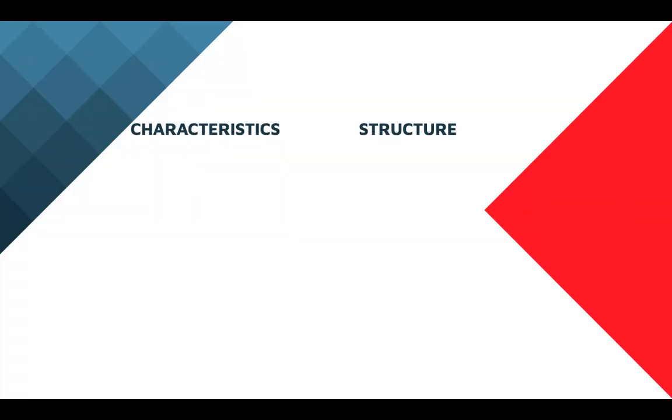So let's look at the characteristics first. What makes an argumentative text an argumentative text? The first thing is that the author makes a claim. That means that they are asserting something. They're saying, this is how I think it should be. This is the position that I think is correct. This is the opinion that I think we should have. They make some sort of claim.